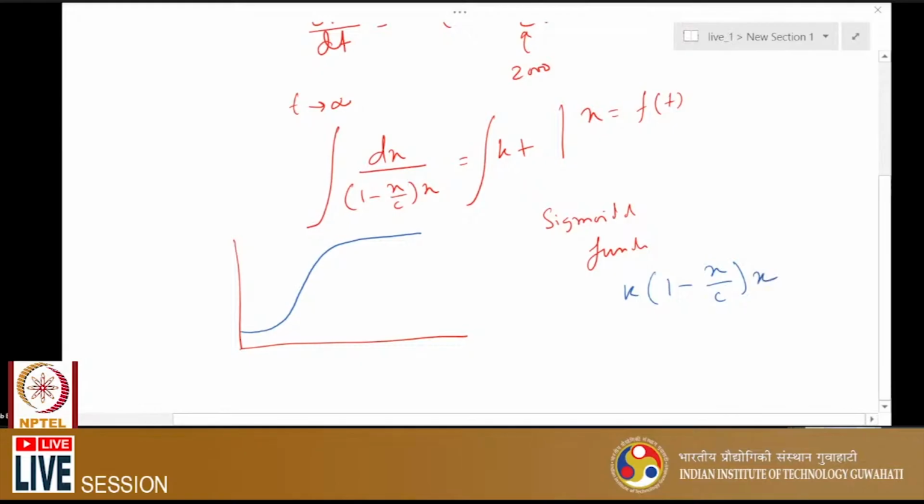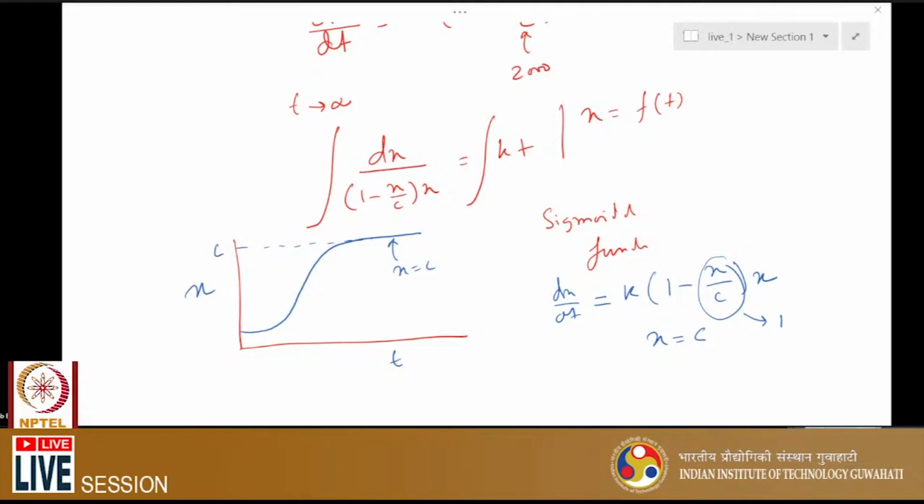So when x is equal to C, this whole thing is equal to 1. Remember, this is equal to dx dt. So when x by C equals 1, that means x equals C, then dx dt is 0. That means in this saturation, x is equal to C. If this is the x-axis, this is the time axis, then this is C. So saturation will be at C, the carrying capacity. That's what a logistic growth function says, as simple as that.